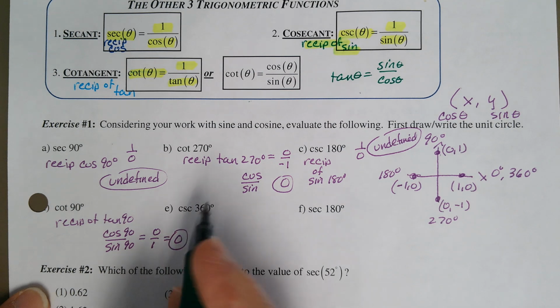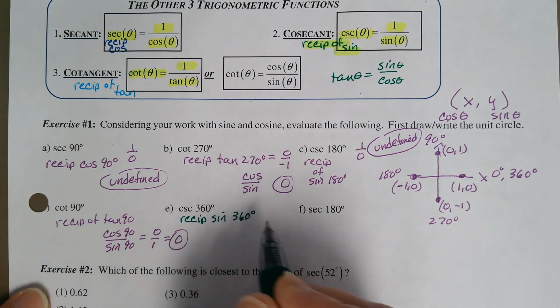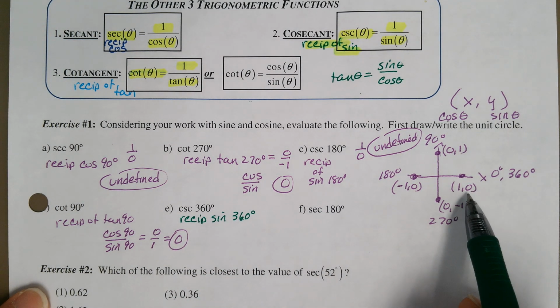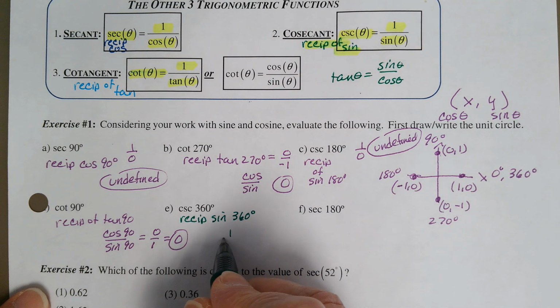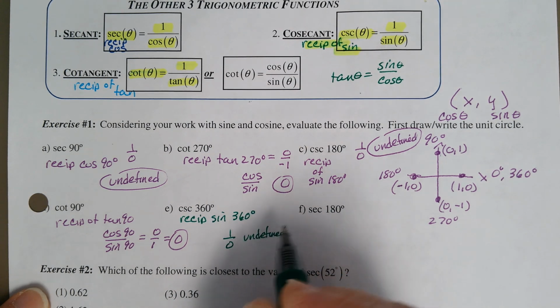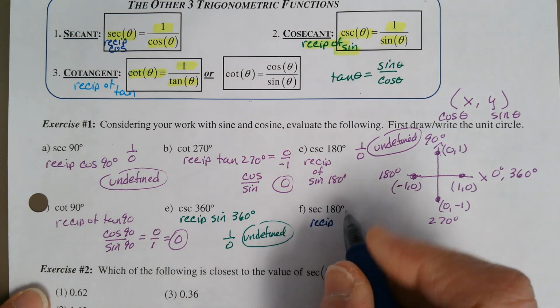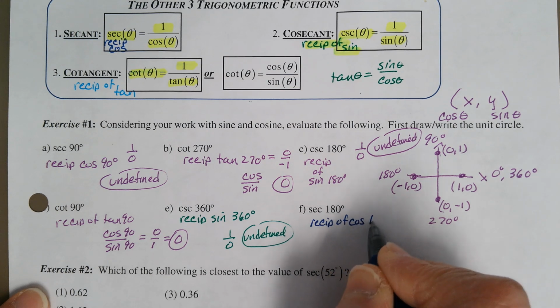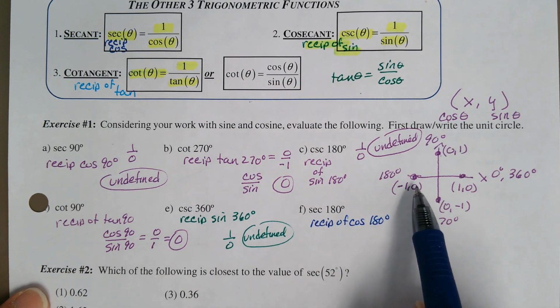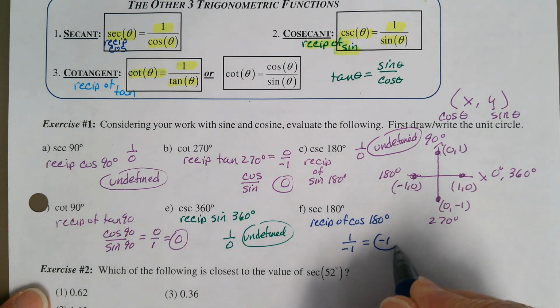Cosecant of 360 is equivalent to the reciprocal of sine of 360. The sine of 360 would be the y-coordinate, 0. So 1 over 0, which is undefined. And the secant of 180 degrees, that's equivalent to the reciprocal of cosine of 180. Cosine of 180 is the x value, -1. So 1 over -1 is equal to -1.